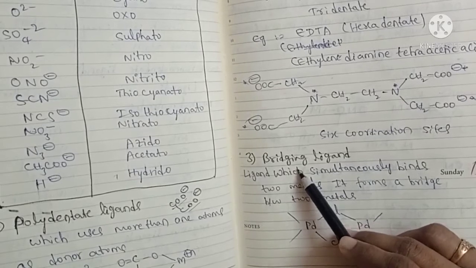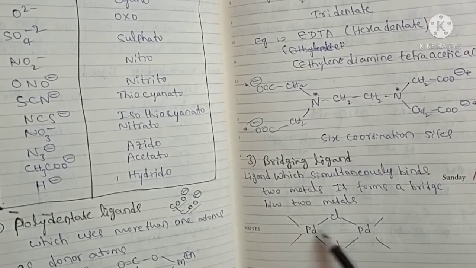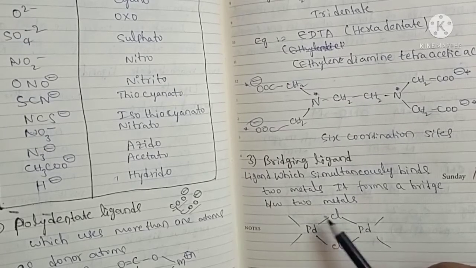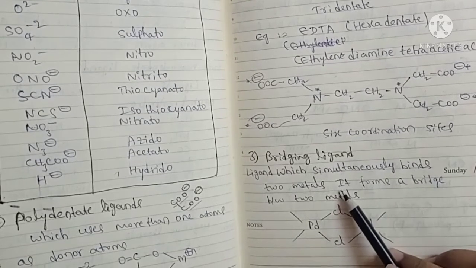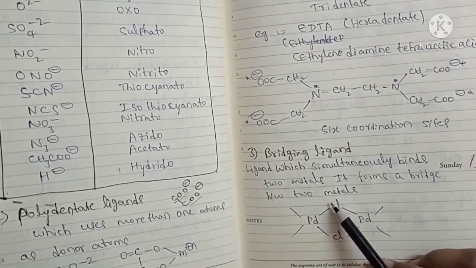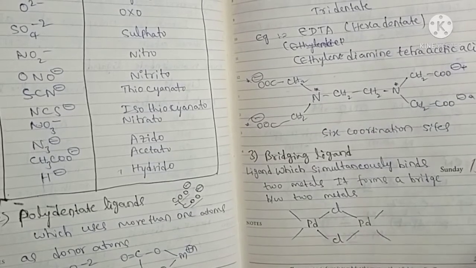Next, bridging ligand. The ligand which simultaneously binds two metals. So it acts as a bridge between these two metals. That type of ligands are called bridging ligands. So here the chlorine acts as a bridge between two palladium metals.